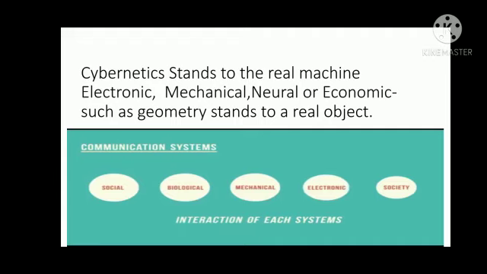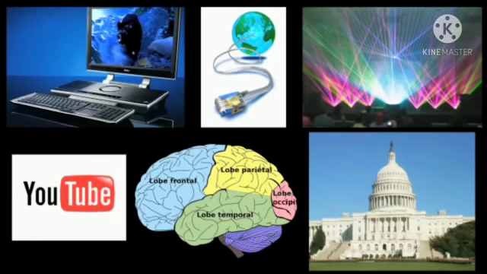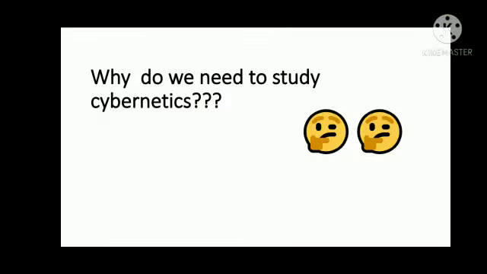Mechanical and electronic engineering use systems like robots and aircraft to analyze errors and control them. The last one is society. In society, there is a need to promote the understanding of cybernetics as well as information in the society. Cybernetics has given us computers, cameras, lasers, YouTube, and also helps us to understand the human brain as well as the governance system. Now the question may arise, why do we need to study cybernetics, right?